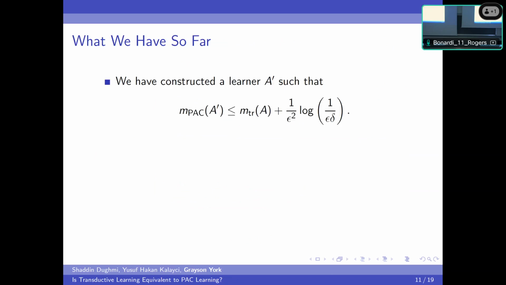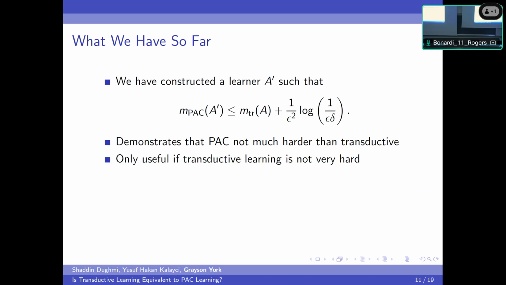So what do we have so far? Well, we've constructed a learner A prime such that the PAC sample complexity of A prime is no more than the transductive sample complexity of A plus a few additional samples. So this demonstrates that PAC learning is really not a lot harder than transductive learning. However, this is not super great on its own.